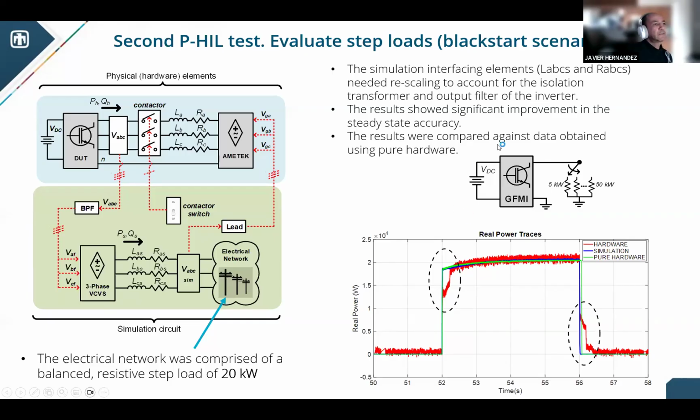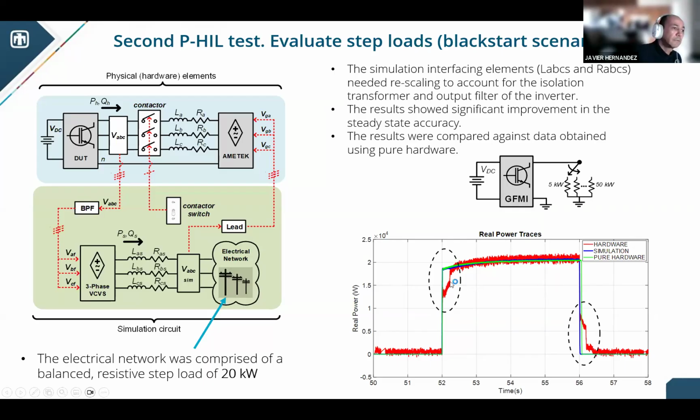Then we decided to compare the hardware and simulation with a test with pure hardware. So we have a load bank here at Sandia, and we just provided the step load of 20 kilowatts. And you could see that we achieve a good level of accuracy between the pure hardware test and the simulation of our P-HIL interface. However, we still have mismatches on the initial transient on the hardware level, and this is also translated into the currents at hardware level. We're still trying to figure out the source of those inaccuracies at the initial transient, but at least we accomplished a really good level of accuracy on steady state behavior.